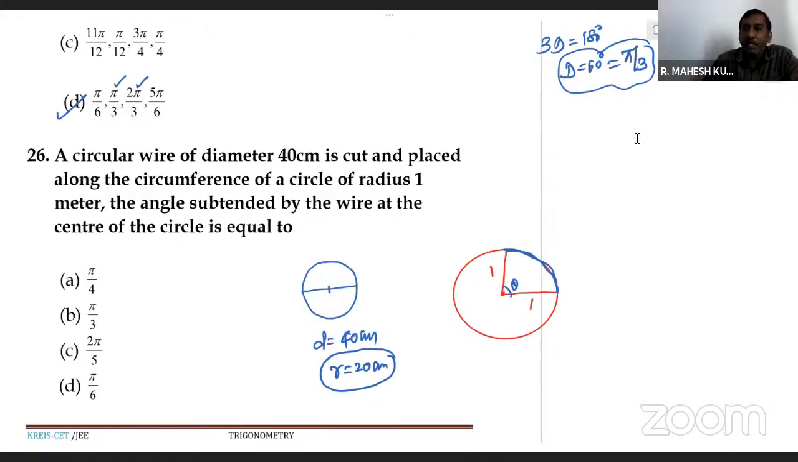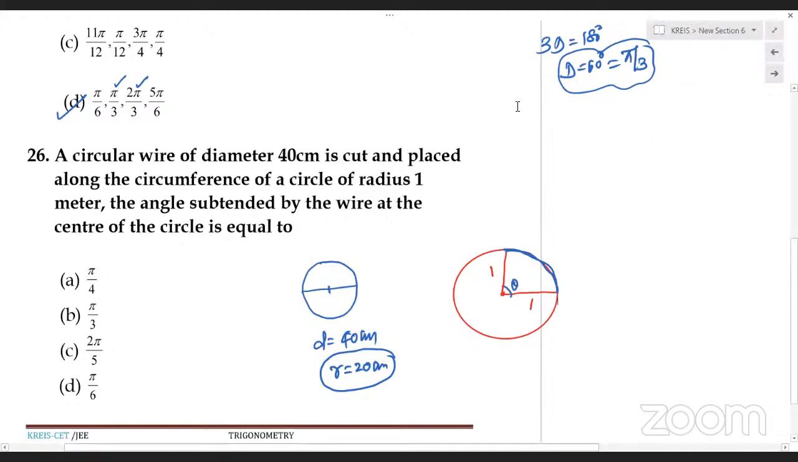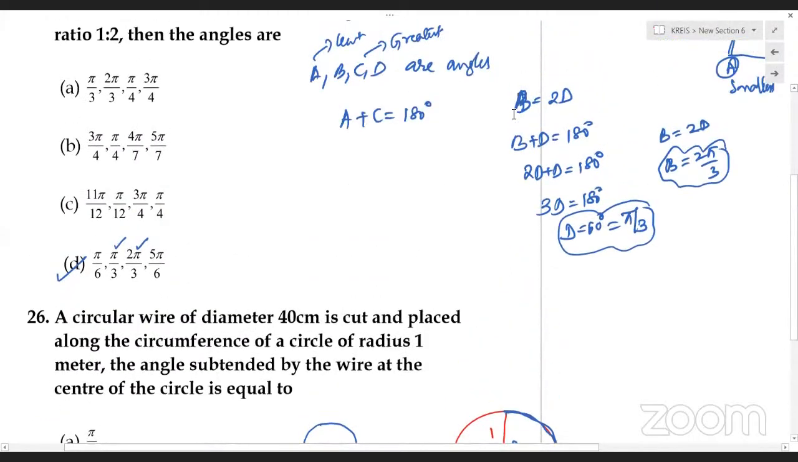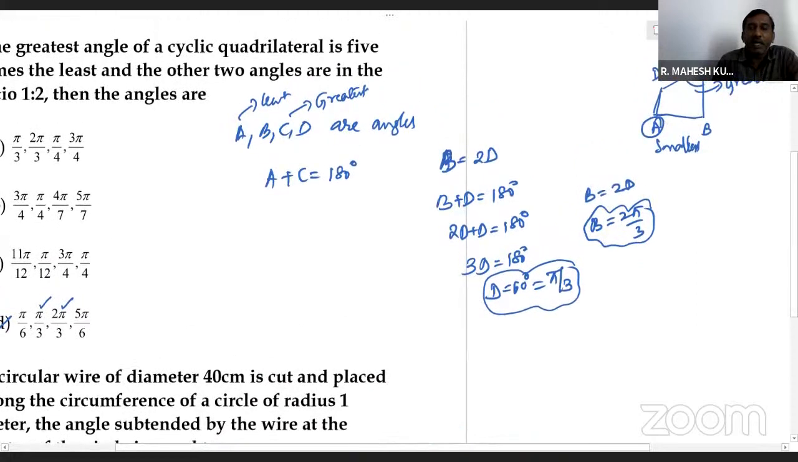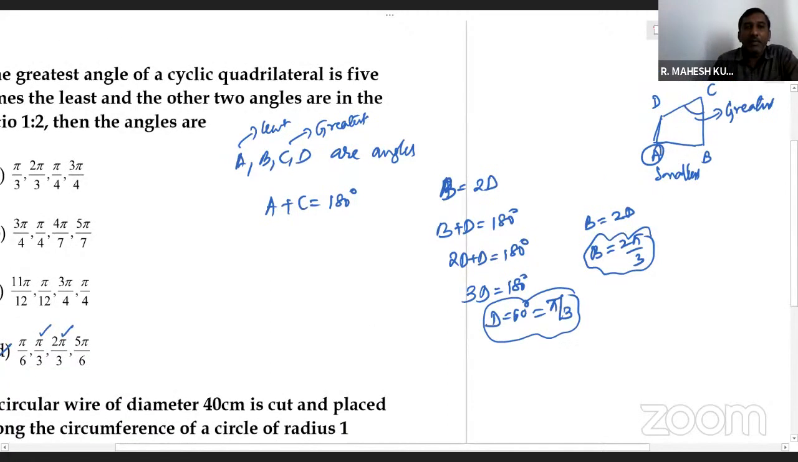Tell me, Rakshita, what is the problem? Sir, 25th, option A is not coming. Option A. One second. Let us find out A plus C then, right? A plus C is going to be 180 degrees, right? Pi by 4 and 3 pi by 4 is also there, and pi by 3, 2 pi by 3. One second.